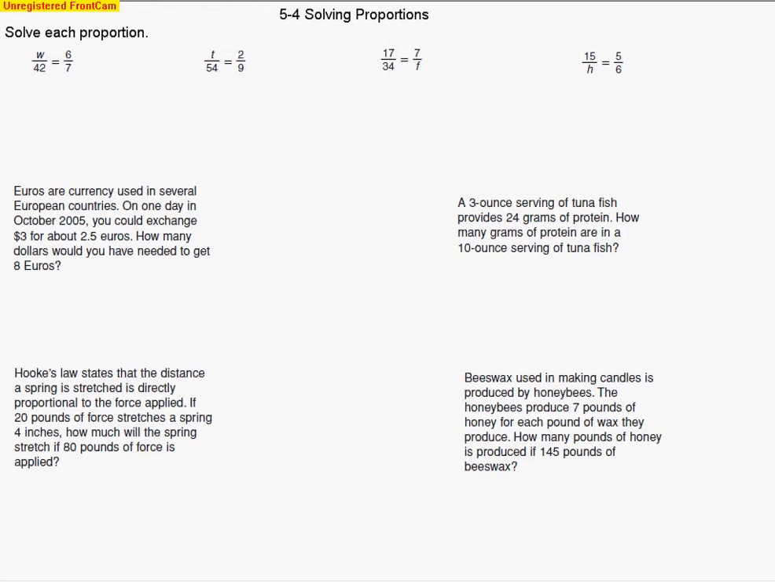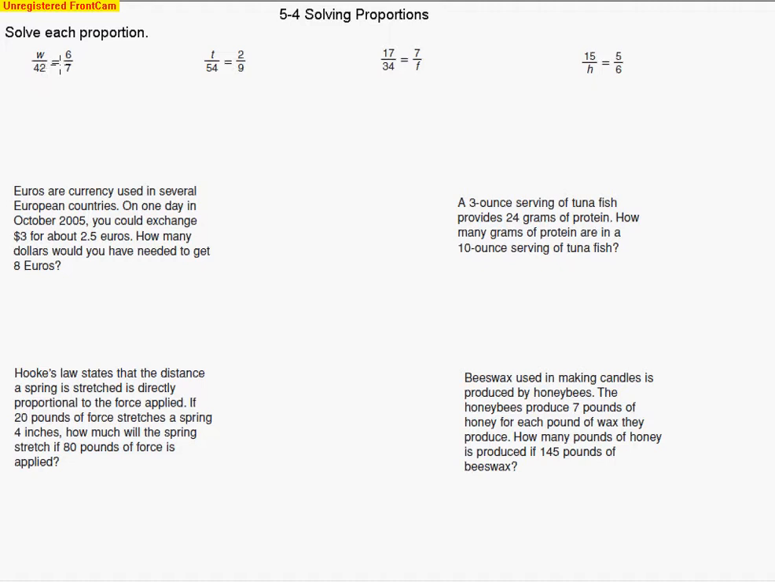Today we are going to be solving proportions, and the way we're going to do that is using what we call cross products. We'll figure out how these cross products work and what they are in this first example. So here I've got W divided by 42 equals 6 over 7. There are a couple of ways to solve the proportion, and some are easier than others, but we're going to stick with this one method. And it works this way.